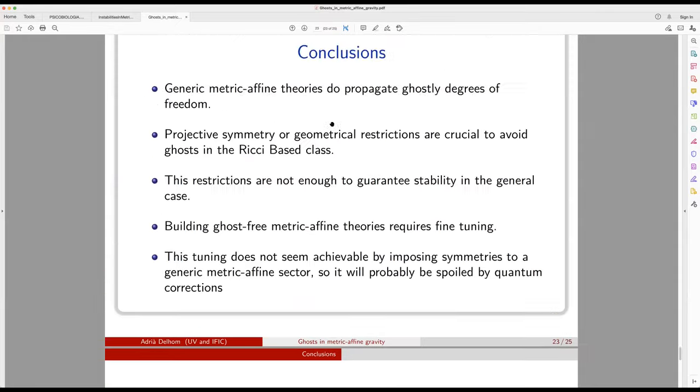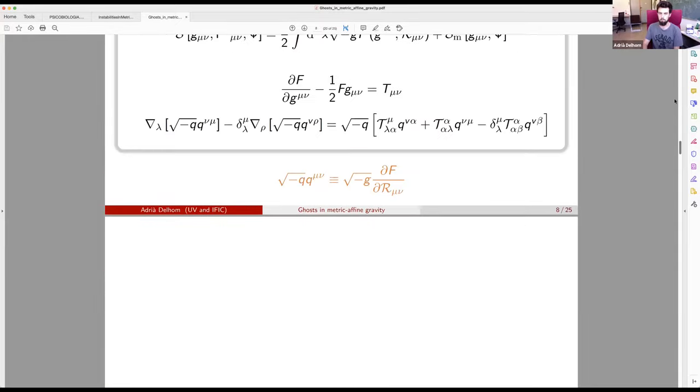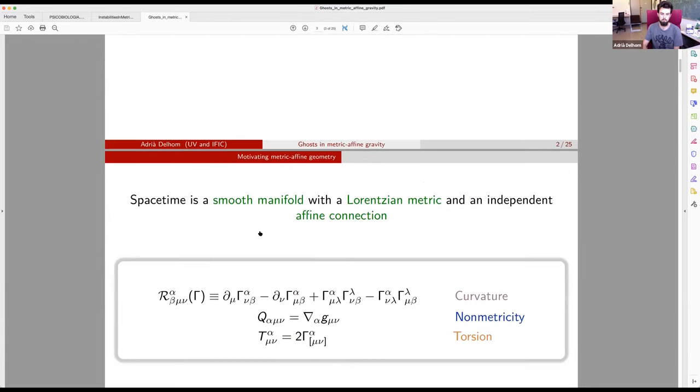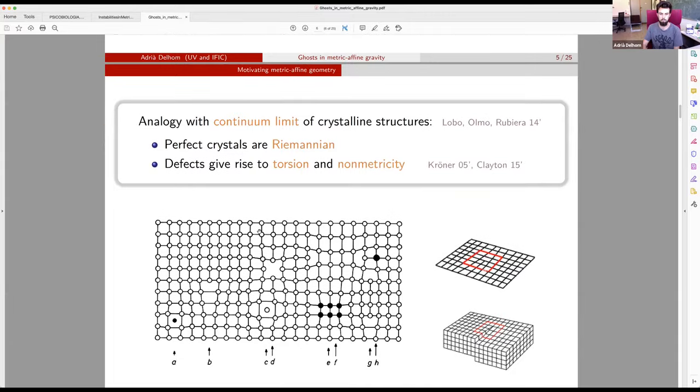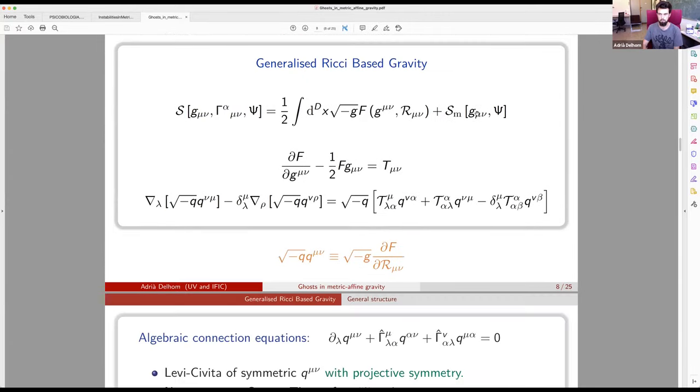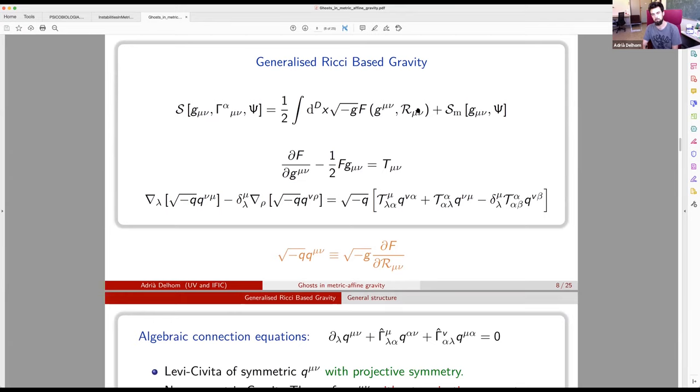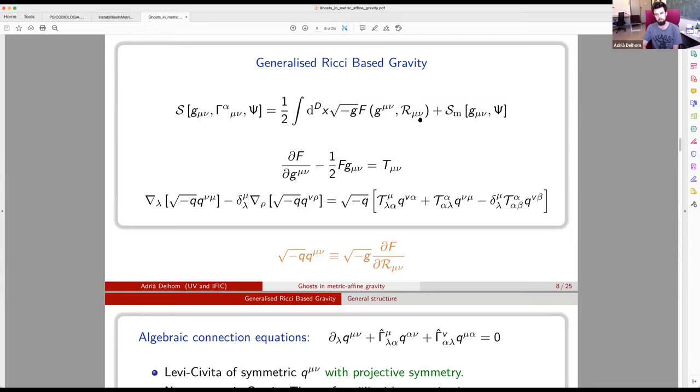Well, as I was saying, if you consider all the theories in which the action is written like this, a general function of the Ricci tensor and the metric, where only the symmetrized Ricci tensor appears here, so that we impose projective symmetry, all these theories would be ghost-free. That includes some quadratic Ricci theories, Eddington-inspired Born-Infeld models, all the f(R) models, and in general any theory which you can write like g-mu-nu and symmetrized. There is also a class of ghost and tachyon-free theories derived by Percacci last year, but I don't know.